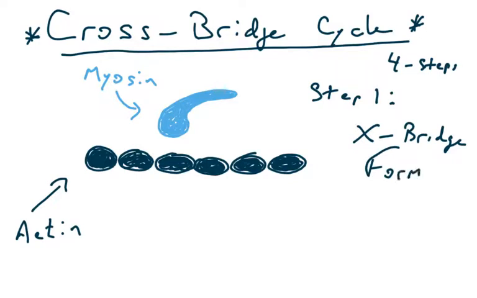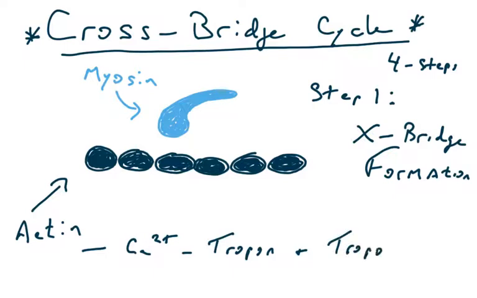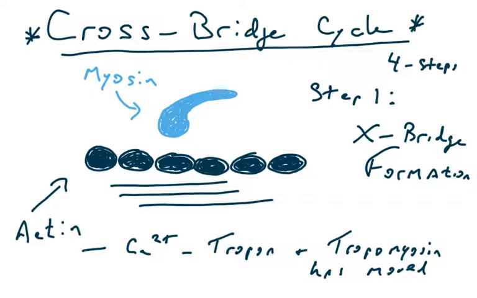And so what we are assuming at this point is within our actin, the calcium 2+ is already bound to the troponin, and the tropomyosin is moved out of the way. And so with this change of the tropomyosin out of the way, all we have left, and I'm just going to show from this point on, is the actin filament itself.